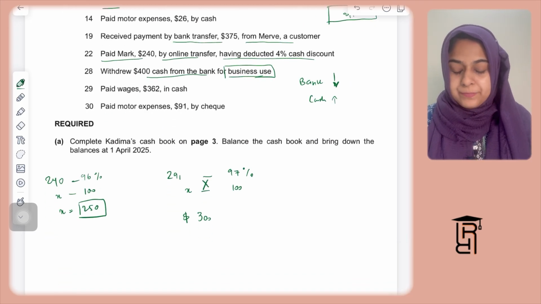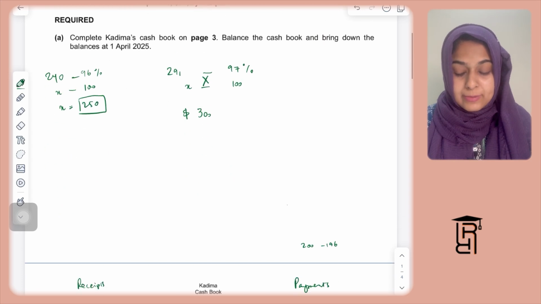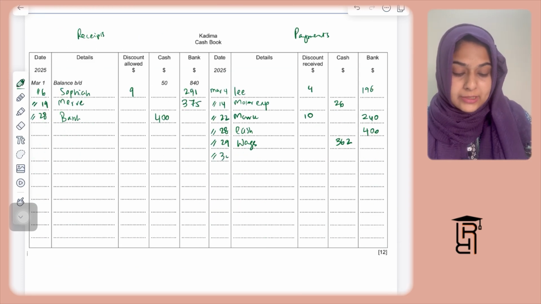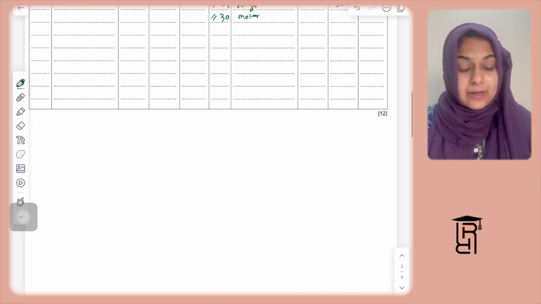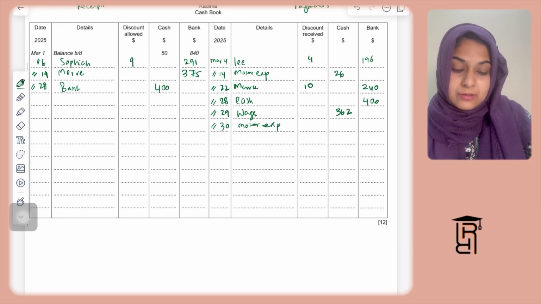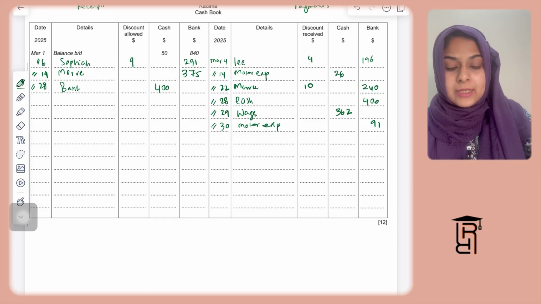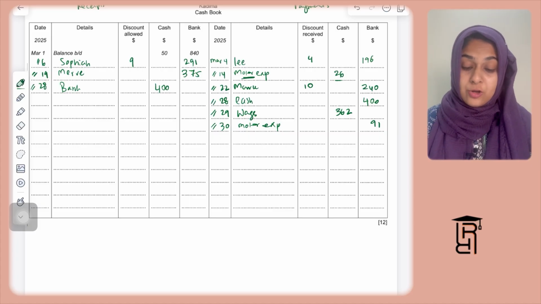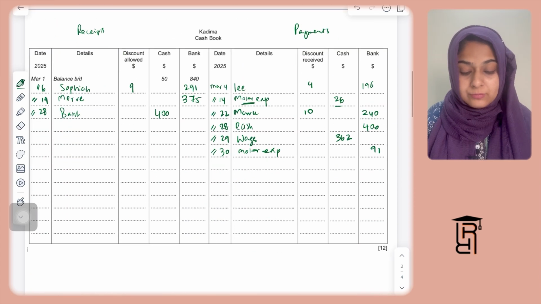Okay, last transaction, March 30, paid motor expenses $91 by check. I'm going to record this on the credit side. I'm going to write here March 30, motor expenses. So this is the second motor expense that I'm paying, but now I'm going to pay this by check. So I'm going to record this in the bank column. Initially, when I paid motor expenses on March 14, I paid in cash, so I recorded that in the cash column.